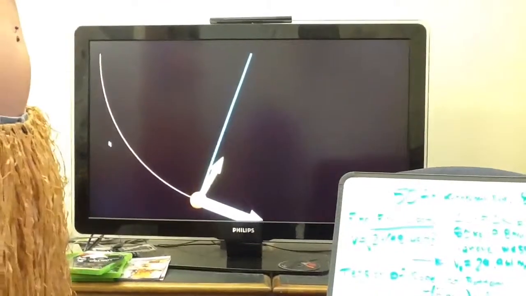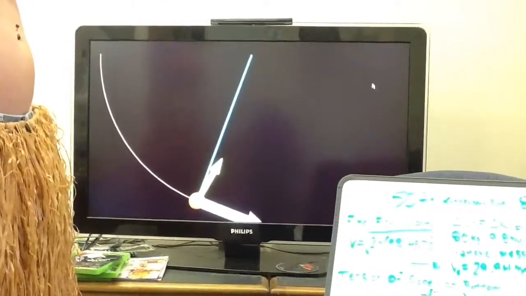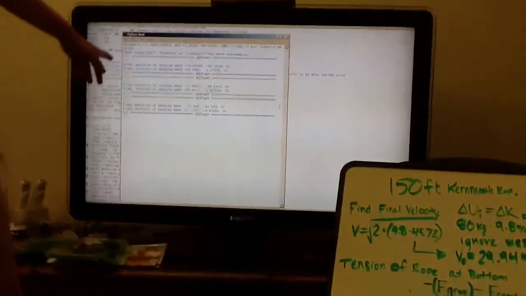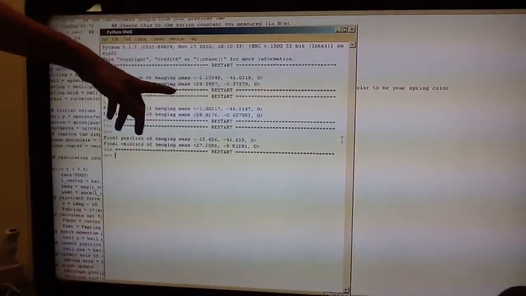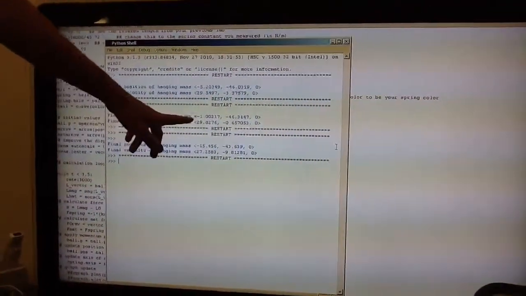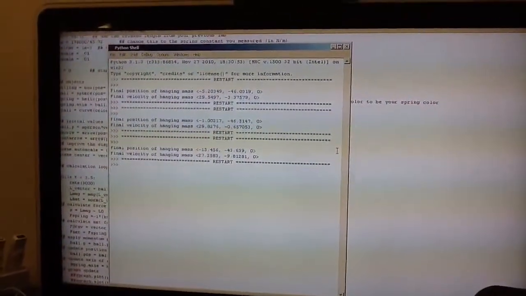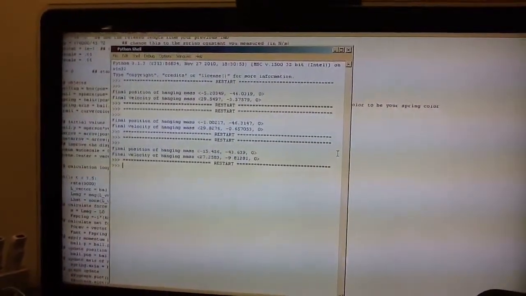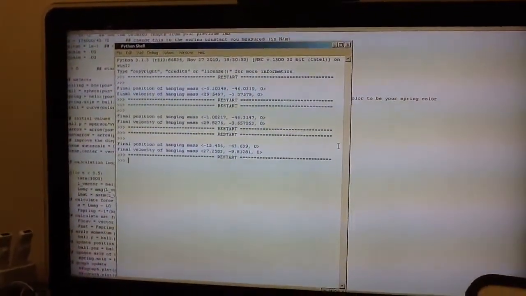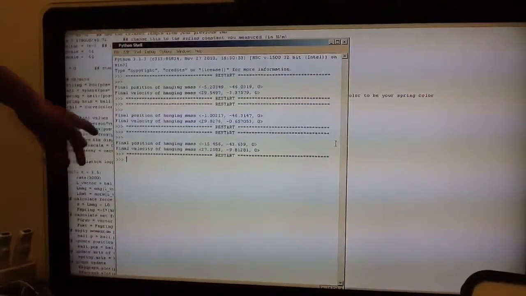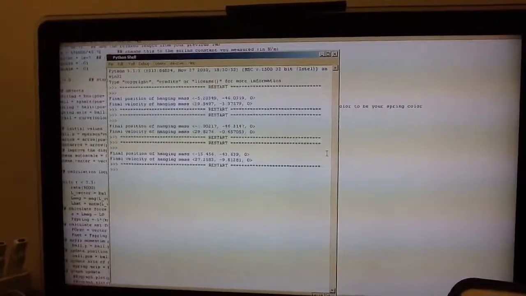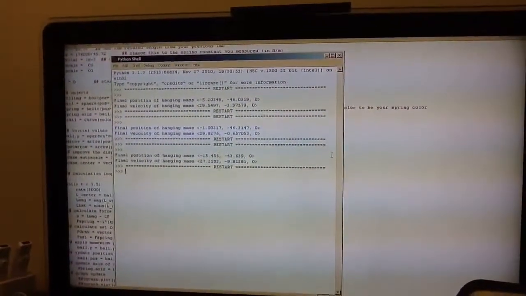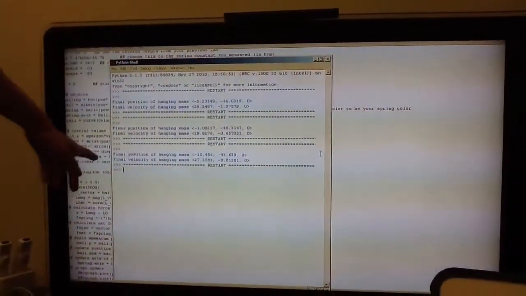Alright, and next we're going to show the calculations from the code. So the final position of the hanging mass for the bottom of the rope swing is about negative 46 meters, which is about what we got when we did our calculations on paper, and the final velocity to be about 29.8276 meters per second, which is also about the same as what we got.